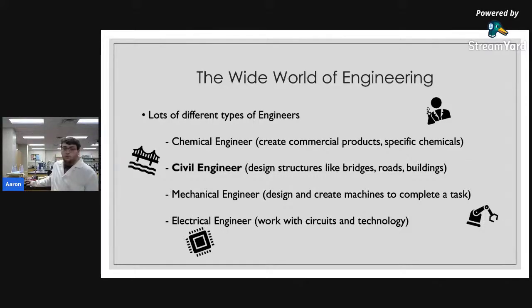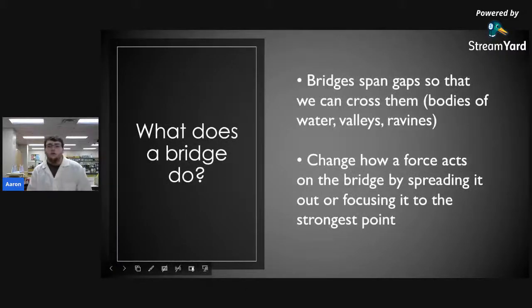So we're going to talk a little bit more about civil engineering and bridge building specifically. So what does a bridge do? Well, bridges span gaps so that we can cross them, like bodies of water such as oceans and rivers, as well as valleys and ravines, places that we couldn't access or cross easily with just us or a vehicle. Bridges also change how force acts on the bridge by spreading it out or focusing it to the strongest point of the bridge. So let's talk a little bit more about force.